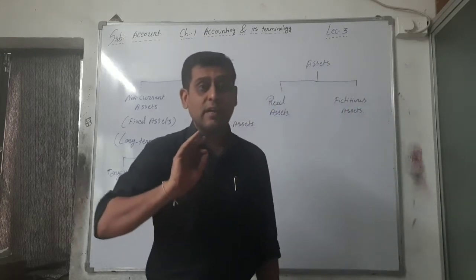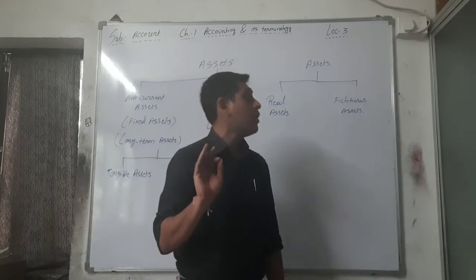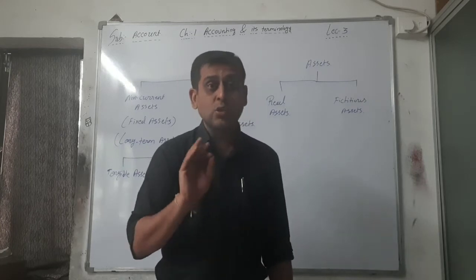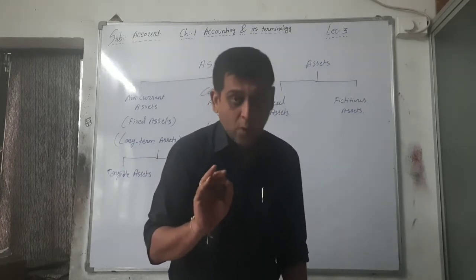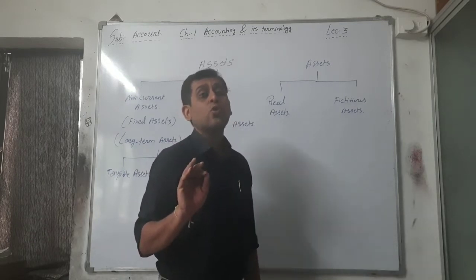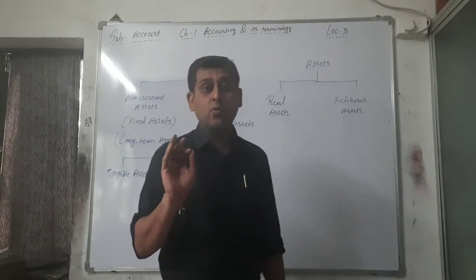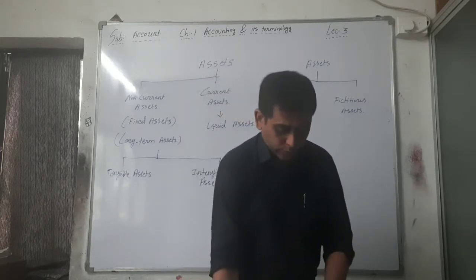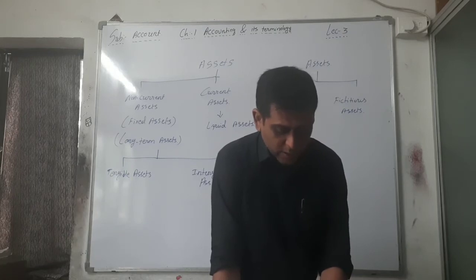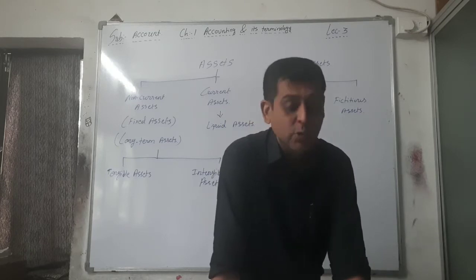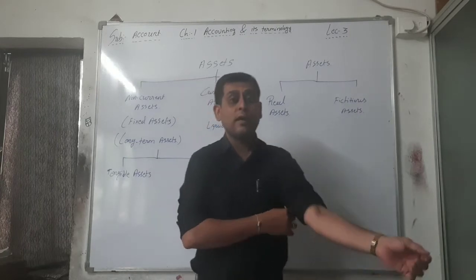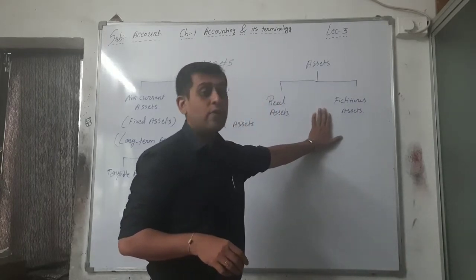You cannot purchase or sell fictitious assets because there is no physical form or physical existence. So you cannot purchase or sell. You just have to write that fictitious asset. Okay, so these assets cannot be converted into cash. This is a non-recurring expense. What is a non-recurring expense? First of all, you have to know about that, and then you can know the fictitious assets.